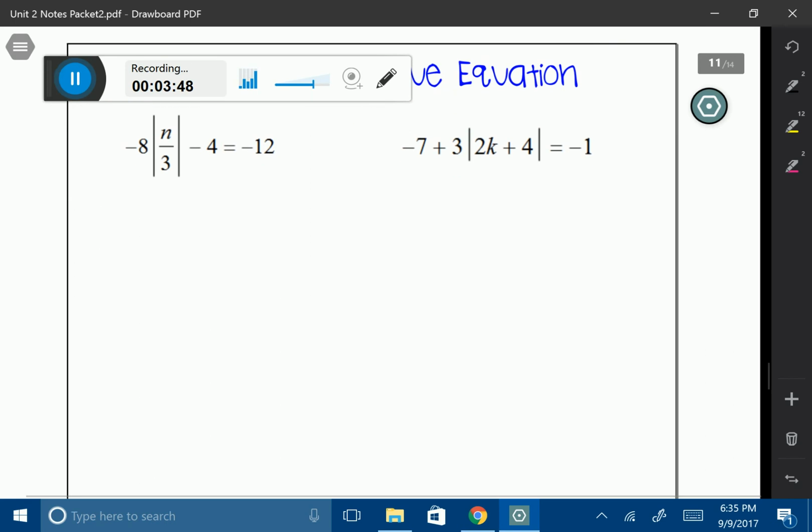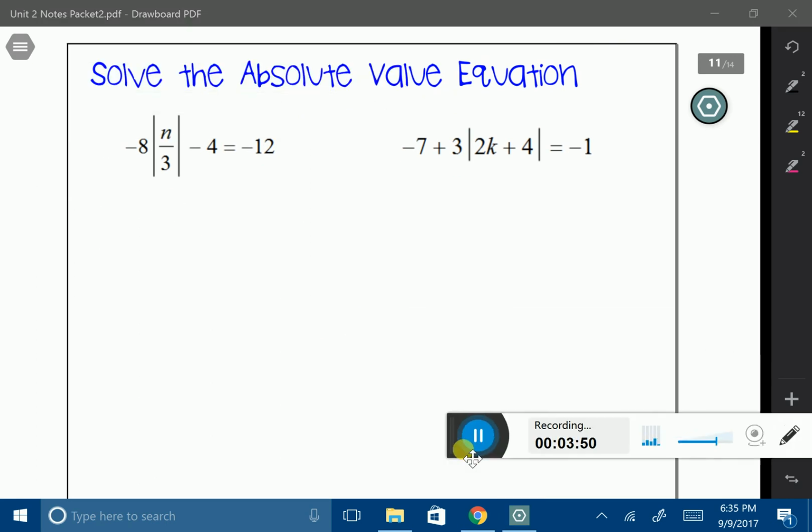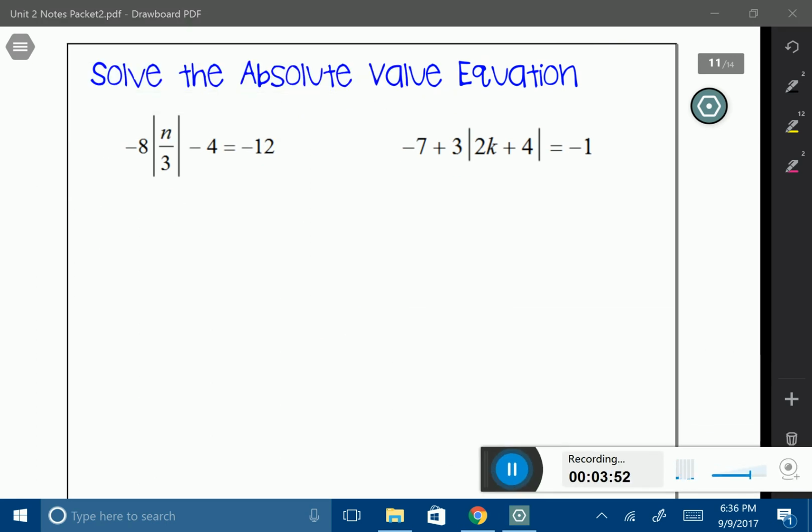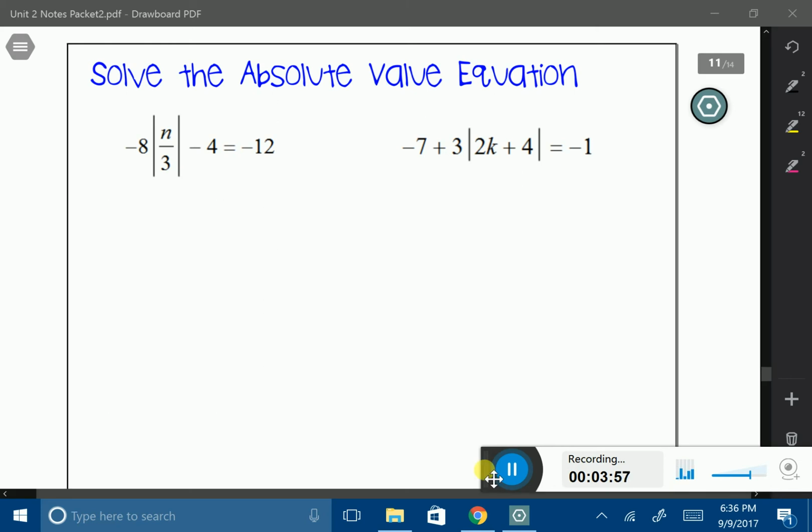Now I've added some more operations on the outside of the absolute value bars. I have a negative 8 being multiplied by the absolute value of n over 3 and then minus 4. So I want to ask myself, do I get rid of the negative 8 or the negative 4? I'm always going to get rid of the number that's the furthest away. So in our case, I'm going to add 4. I'm going to get that 4 out of the way.